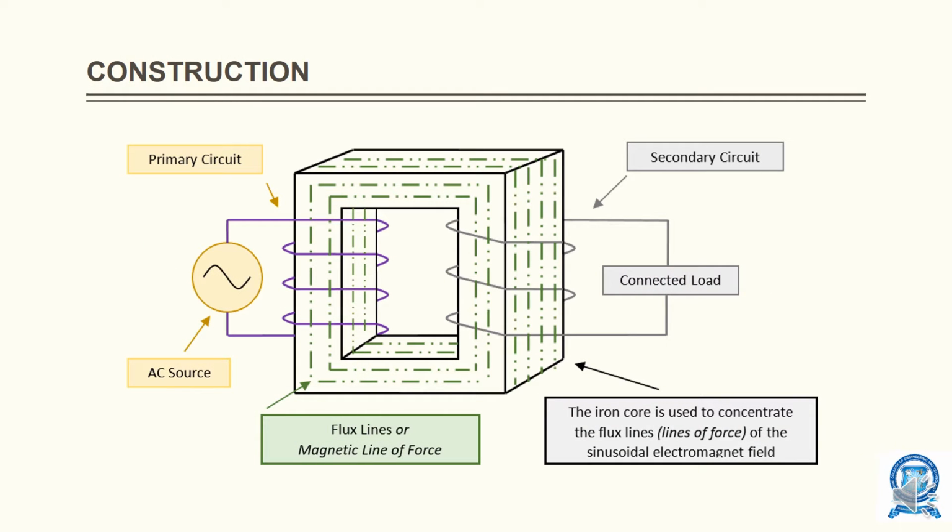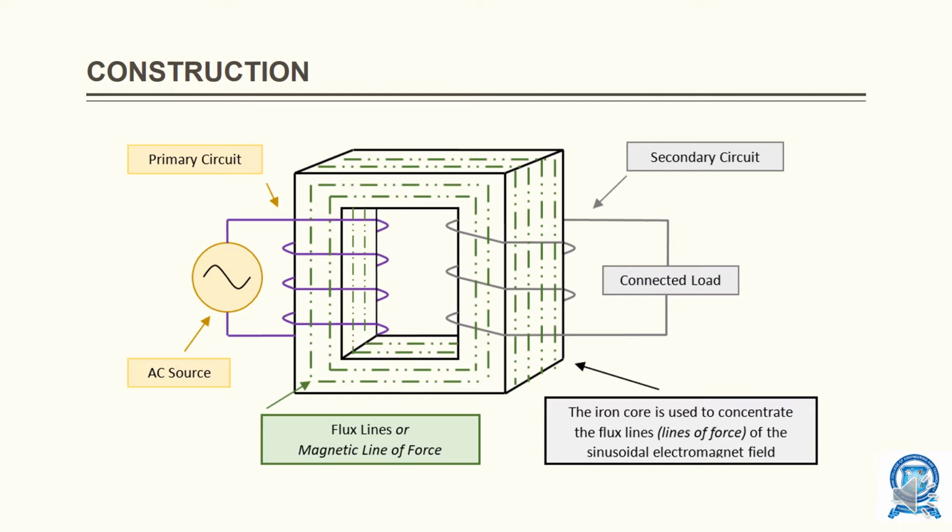A transformer consists of two windings coupled together on a magnetic medium. The two windings work at different voltage levels. The two windings of a transformer are called the high voltage winding and the low voltage winding. Both the windings are wound on a common core.